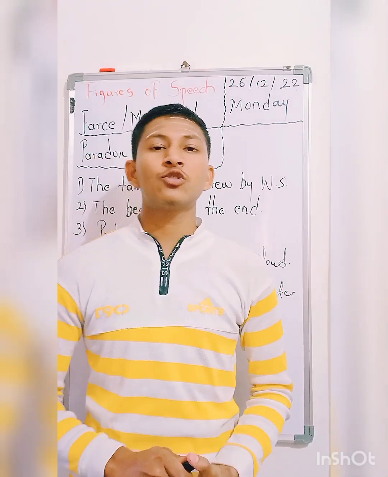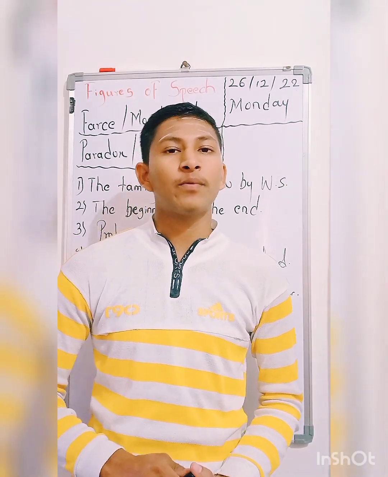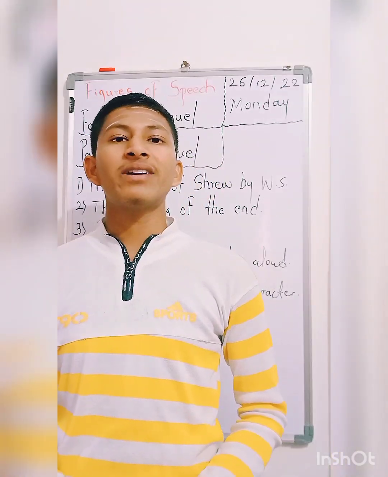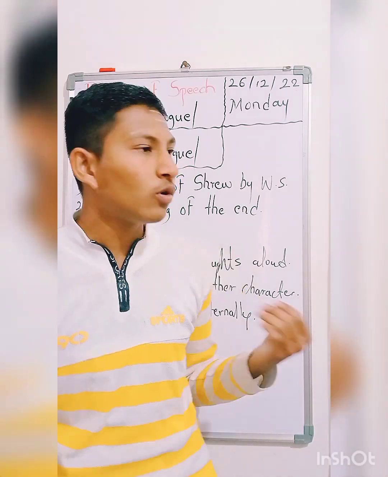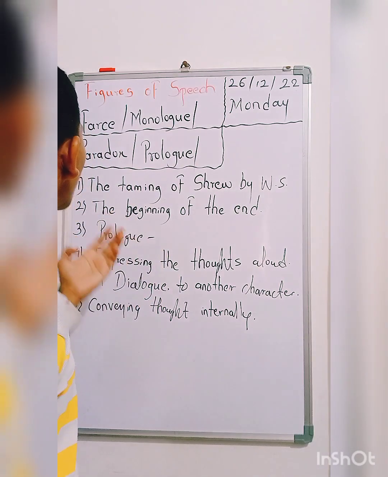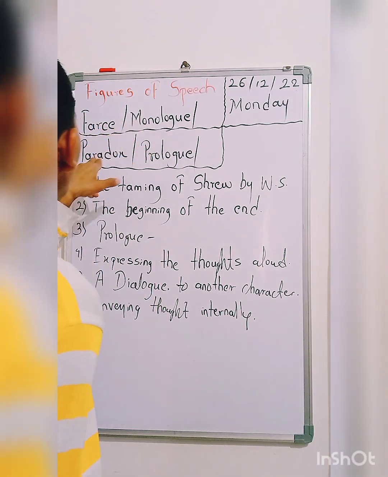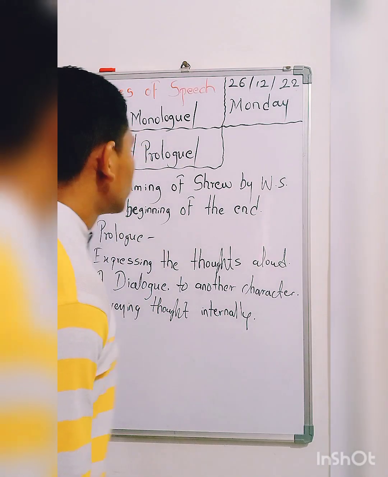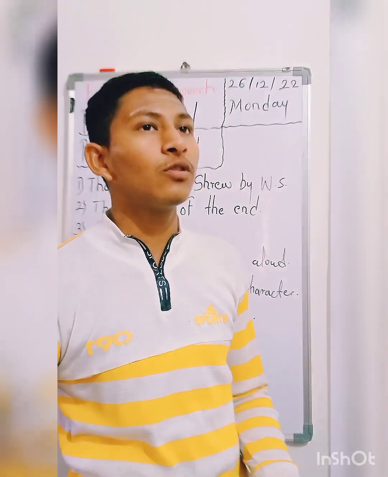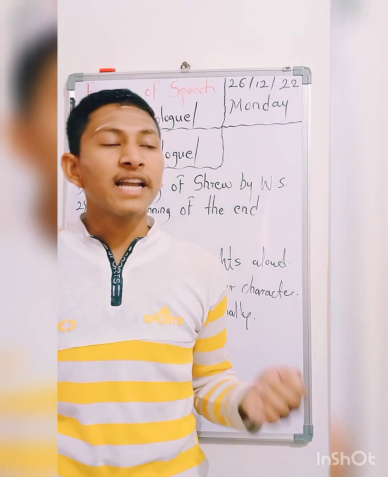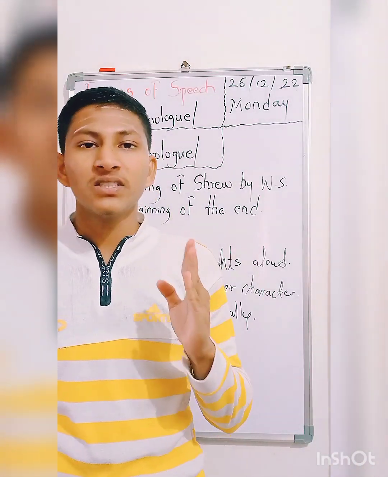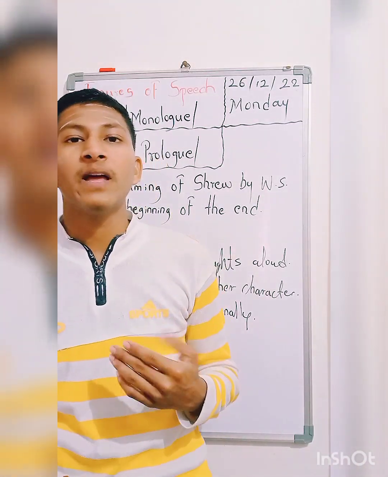We have discussed many figures of speech in our previous videos, but here we are going to discuss the remaining figures of speech which we haven't discussed yet. I have sorted only four among them: farce, monologue, paradox, and prologue. What are the differences between them, what are their definitions, and where to use them, I am going to teach you with proper instances in this video.